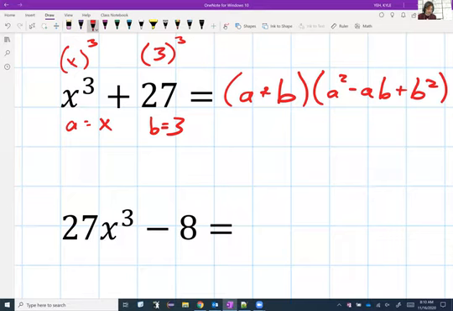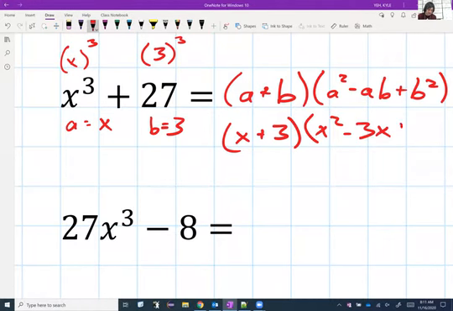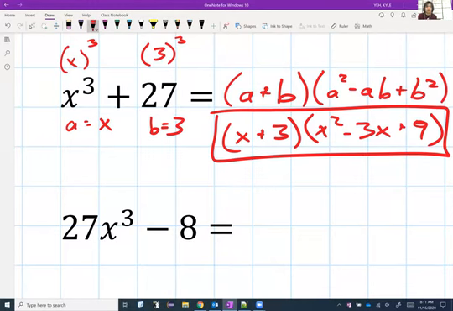So now I can just plug things in. So x plus 3 times x squared minus 3x plus 9, it looks like. And that will be the factored form of that expression.